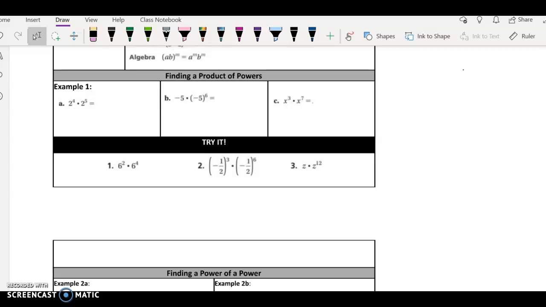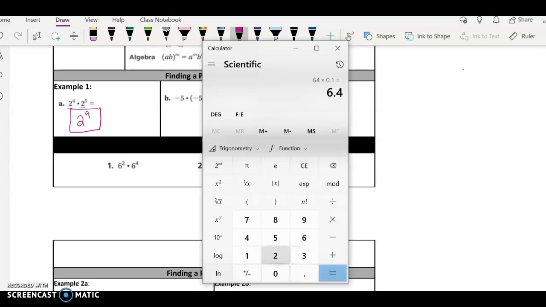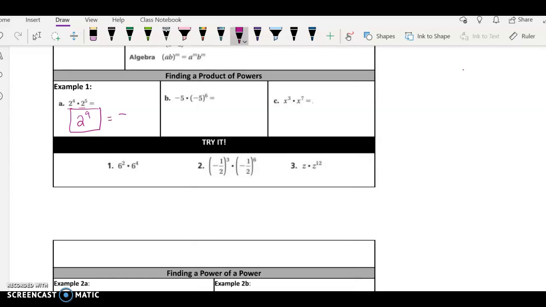So let's look at example 1. So example 1, we have the same base. We have a base of 2. And we're doing 2 to the 4th power times 2 to the 5th power. So that means that we just take our base, we keep our base the same, and we add our exponents. So 4 plus 5 is 9. And then that will be my answer. And then if they want you to actually simplify it, you'll do 2 to the power of 9. And we get 512.